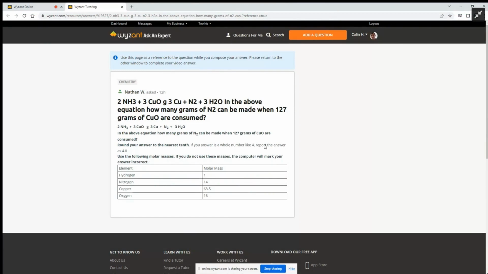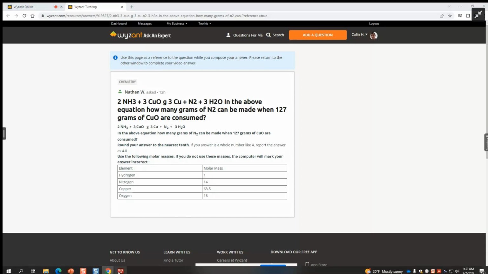So it says 2 ammonia plus copper 2 oxide yields 3 copper metals, a nitrogen gas, and 3 water molecules. And it says in the above equation, how many grams of nitrogen can be made when 127 grams of copper 2 oxide are consumed? And then you have the reaction here again, and it gives us the molar masses.